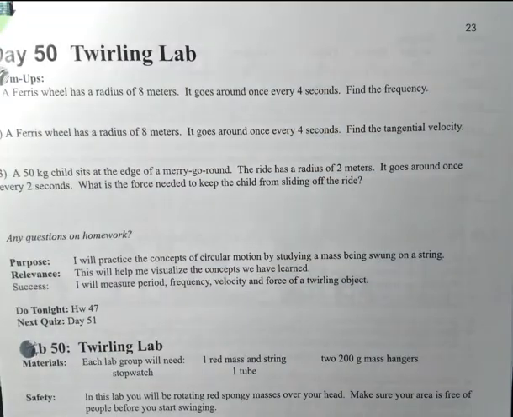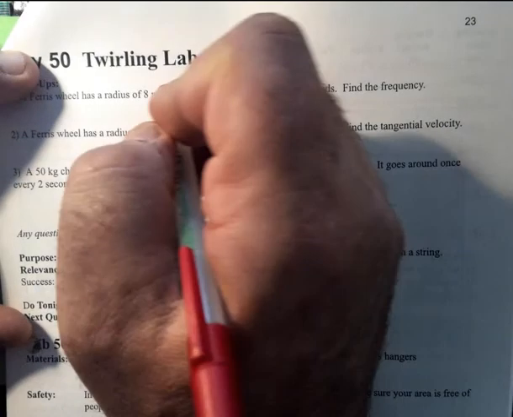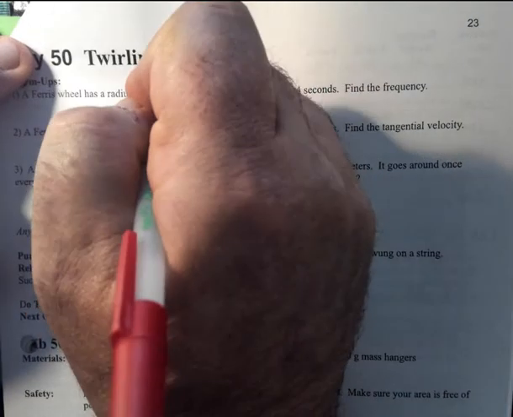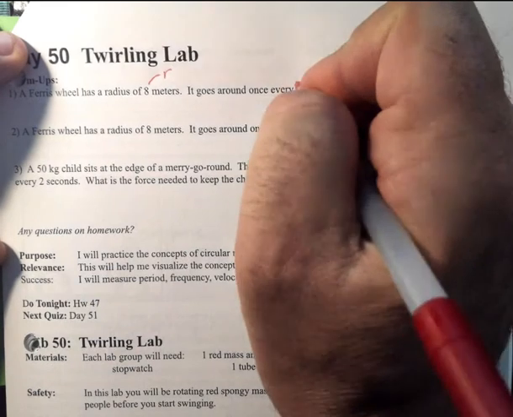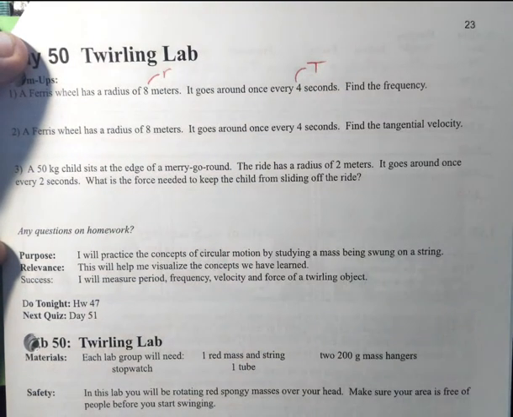Warm-ups. Number 1, a Ferris wheel has a radius of 8 meters. It goes around once every 4 seconds. Find the frequency. So this 8 we need to recognize as being equal to the variable r. Goes around once every 4 seconds, so that is the period. The variable for that is the capital T.